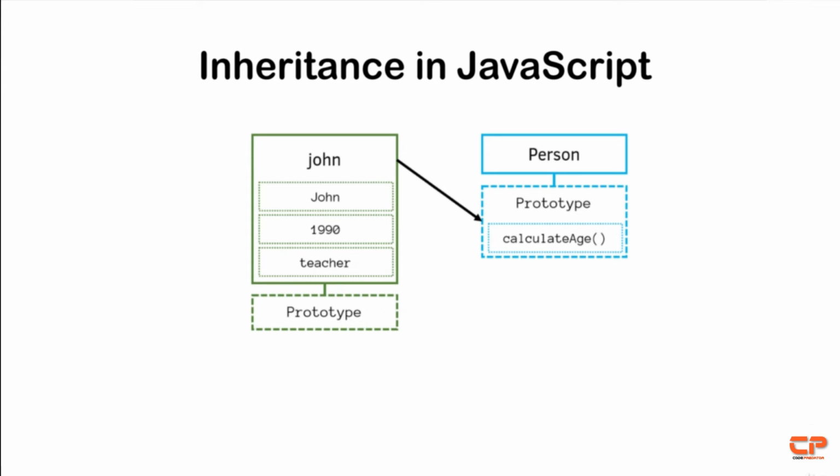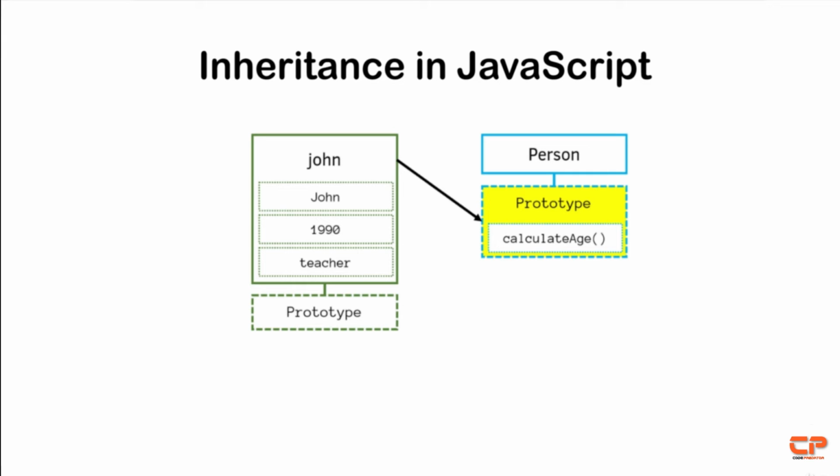So how does inheritance work in JavaScript? Each and every JavaScript object has a property called prototype. This prototype property makes it possible to inherit methods and properties to the child object. Let's say the John object wants to access the calculate age method from the person object. To make it possible, the person object will need to put its calculate age method in the prototype property. Similarly, any other object created by this person object will automatically inherit this calculate age method and can use it.